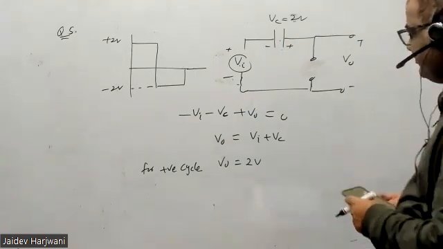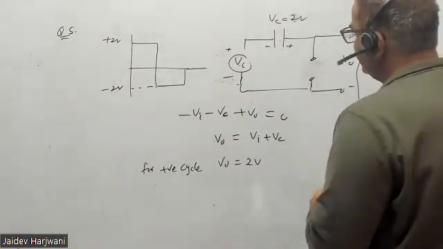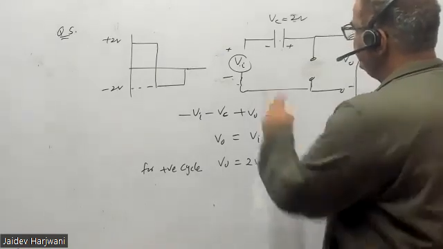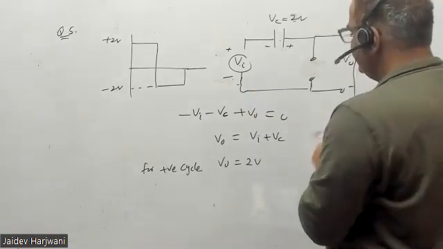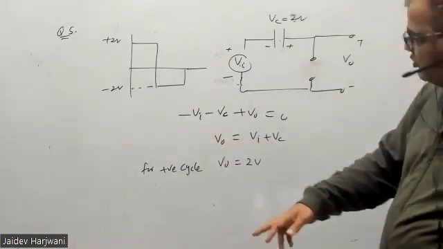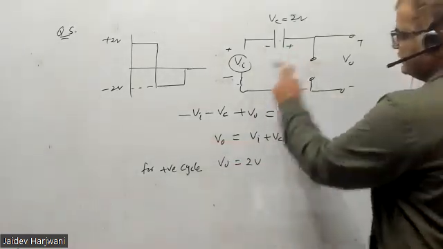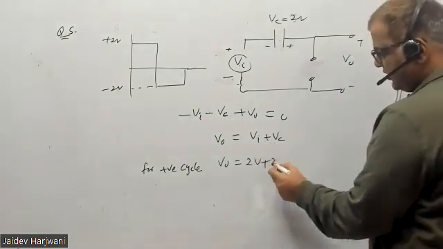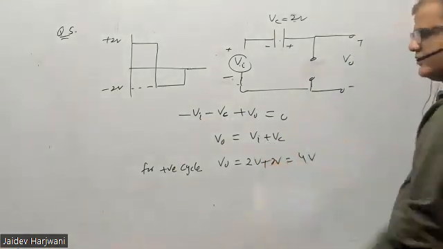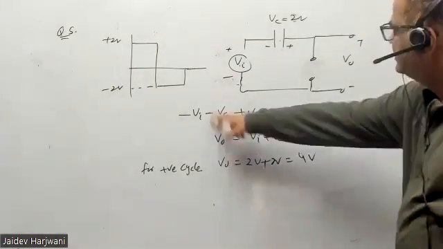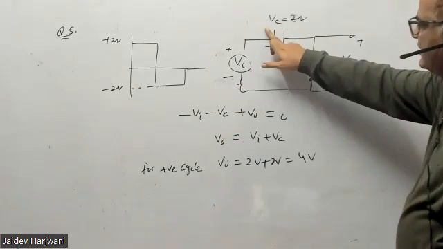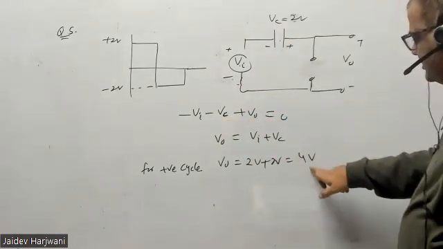So this is Vi plus Vc for the positive cycle. If it is getting charged here, Vc is also 2. Here I'm putting 2 volts only, and this value is 2 volts only, so this becomes 4 volts in total. I already put the minus here, so you cannot put minus 2 times. I already said this is minus Vc. Now you only have to put the magnitude, so this is 4 volts.